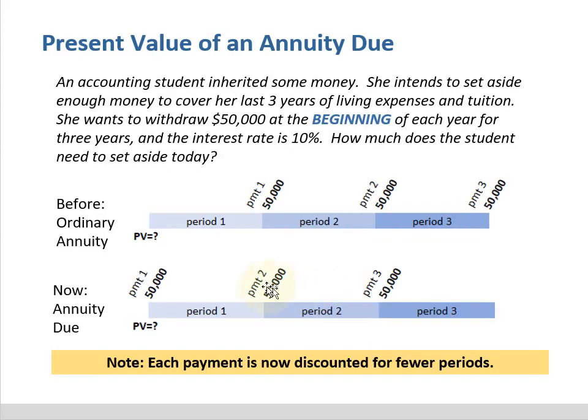Let's do the same thing with a present value example. So one of the present value examples we did was our accounting student who inherited some money. She wanted to set some aside so that she could withdraw $50,000 a year for 3 years. When we first did the problem, the student made the first withdrawal at the end of the first year, the end of the second year, and the end of the third year. Now we're going to assume that she needs to make those withdrawals at the beginning of each year. So payment 1, payment 2, payment 3. And as you can see, each payment now will be discounted for fewer periods.